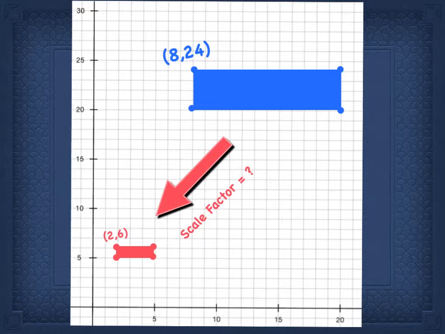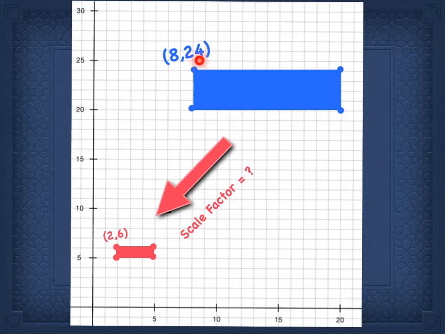So on this screen, let's do one in reverse. Let's make a shrunken figure. No! Well, we need to practice, so we're going to go ahead and do this anyways. So the blue, again, is our original. And let's take corresponding vertices here. 8, 24 goes to 2, 6. How did that happen? What's the scale factor here?